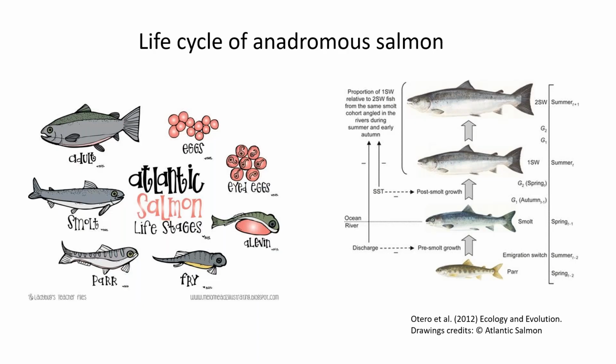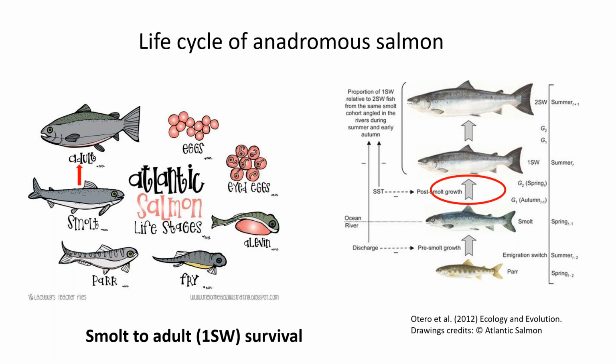So when we look at the life cycle from when they're in freshwater to sea, we can focus on one specific part, which is when it goes from smolt to adult. And this is a stage that I'm particularly interested in, the survival of smolt salmon to adult salmon, particularly as they're measured when they're leaving the river as smolts.